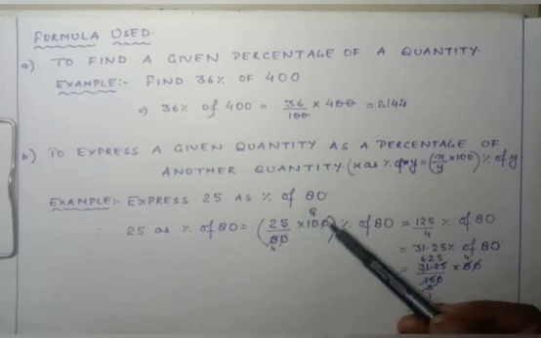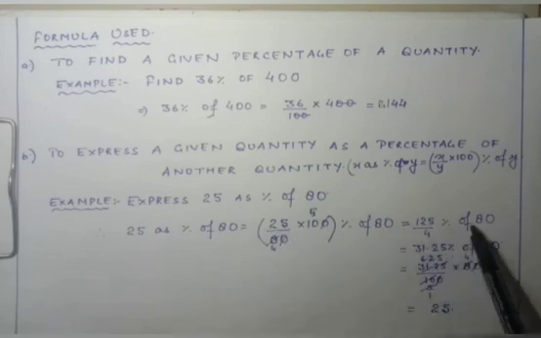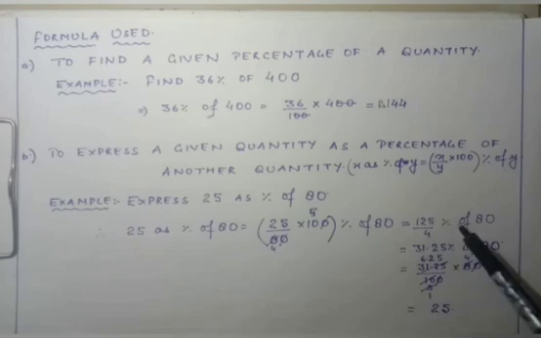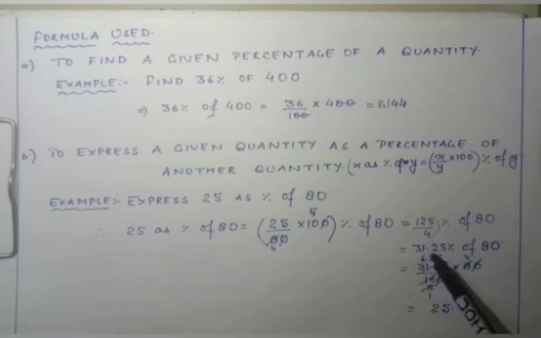So 0 0 cancel, 2 4s are 2 5s are. So it can be written as 125 upon 4% of 80. Now over here, if I am talking about 125 upon 4%, if I am going to divide this part, 125 upon 4, it can be written as 31.25% of 80.